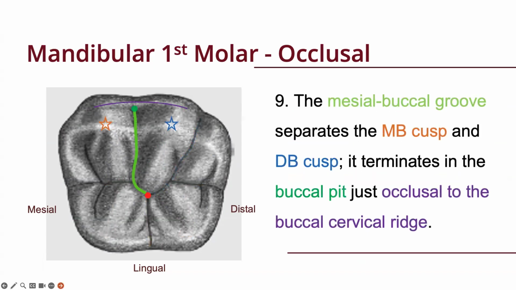Starting with the mesial buccal groove, this separates the mesial buccal cusp from the distal buccal cusp, and it terminates in the buccal pit here, just occlusal to the buccal cervical ridge. Okay, so again, starting with the central pit, it travels up and separates the mesial buccal and distal buccal cusps, terminating in this buccal pit.